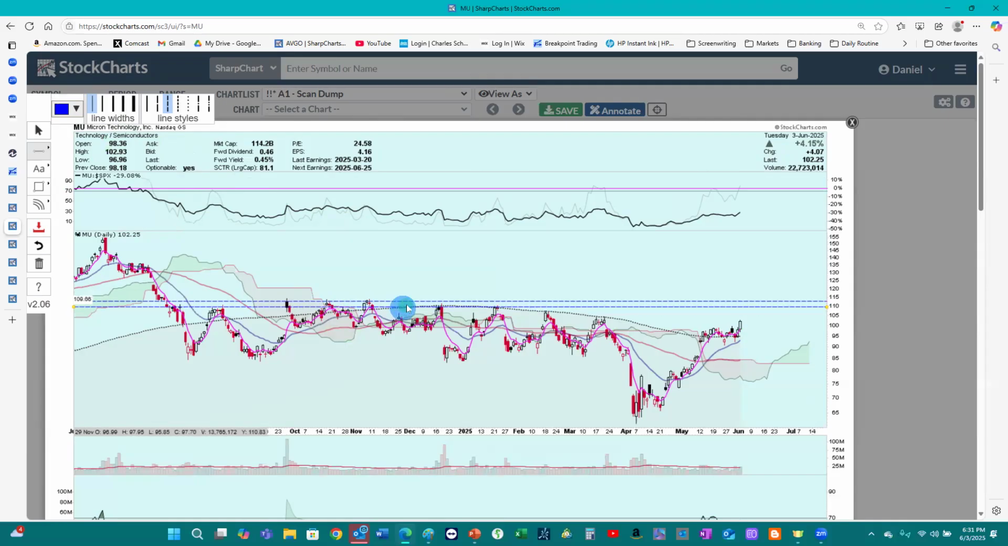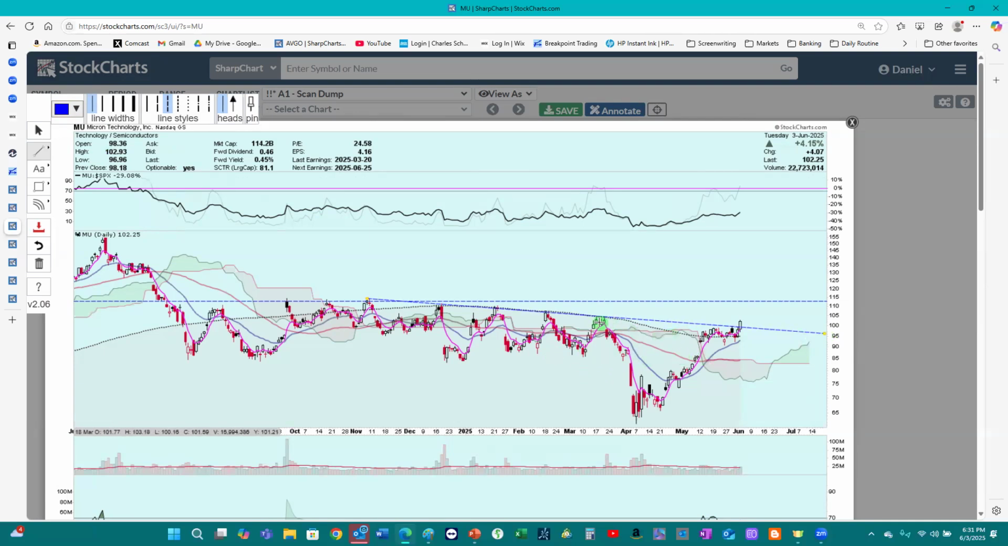Let me put one in right here, where it came down and tried to come back again. Actually, what I'm gonna do instead is put in a trend line. That would be even better. Trend line right across those right there. So from that perspective, it is definitely breaking out.